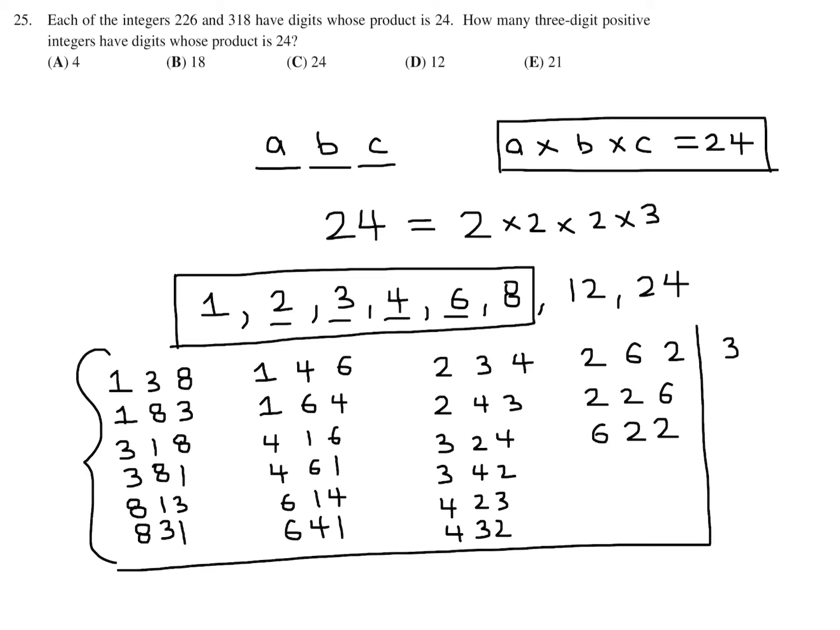So how many did we find here? 1, 2, 3, 4, 5, 6, 7, 8, 9, 10, 11, 12, 13, 14, 15, 16, 17, 18, 19, 20, 21. 21 numbers that have that criteria where the digits, if multiplied, equal 24. So number 25, the answer is E.